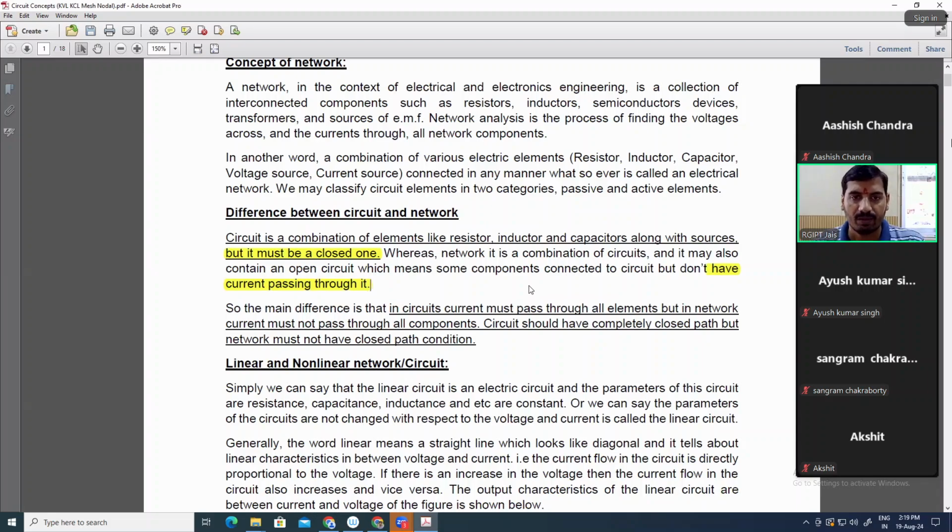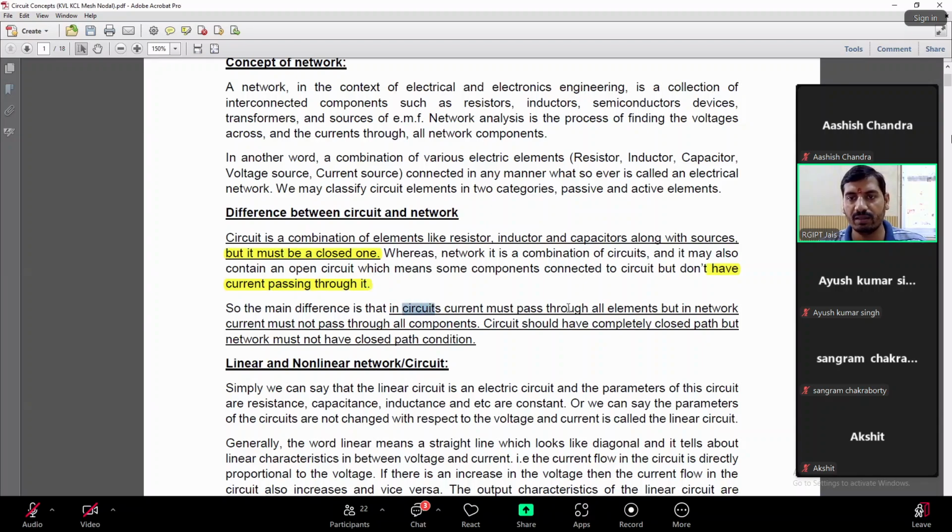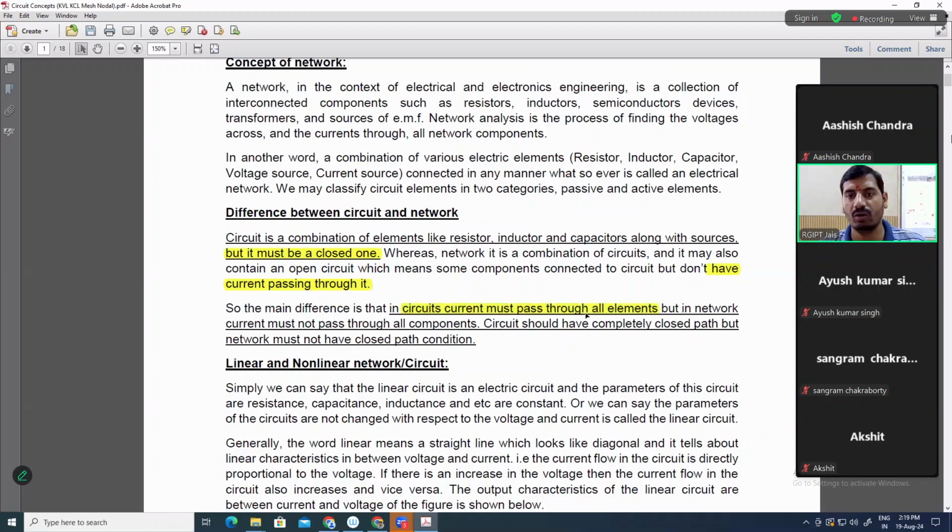In a circuit, current must pass through all the elements, but in a network, current need not pass through all elements. So this is the very basic fundamental difference between circuit and network.